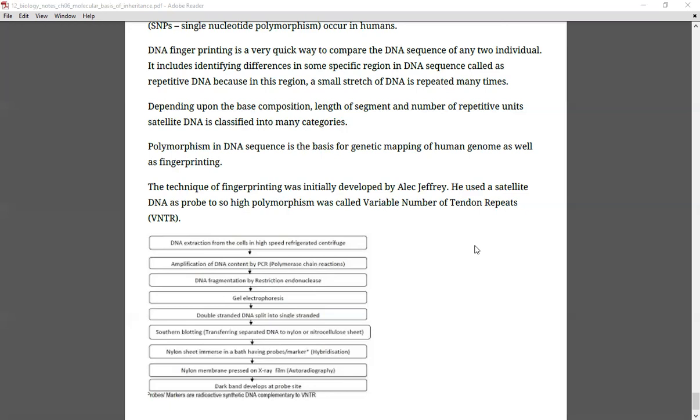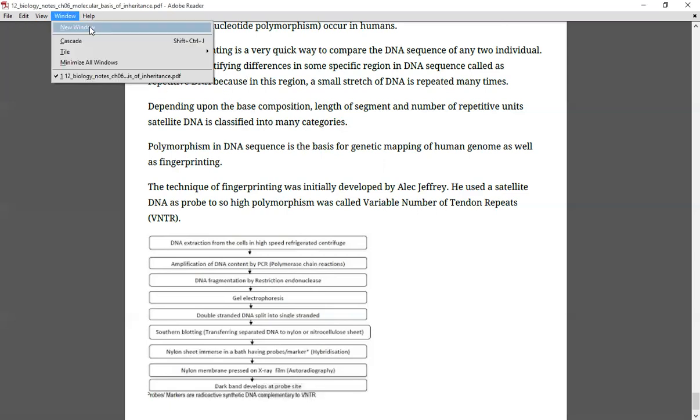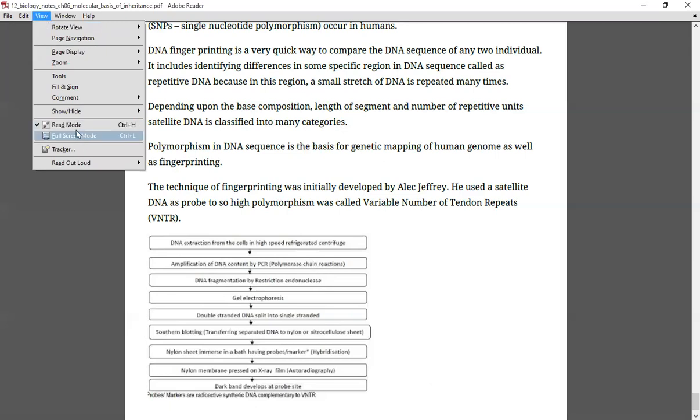So here what happened? Alec Jeffreys took the satellite DNA, that is, as we previously saw, a DNA sequence containing repetitive units, right? He took such satellite DNA as a probe, and also used the high polymorphism criteria, and they produced a sequence which was said to be the variable number of tandem repeats, right? So variable number of tandem repeats explains the formation of a DNA sequence which contains a large amount of repetitive units, right?